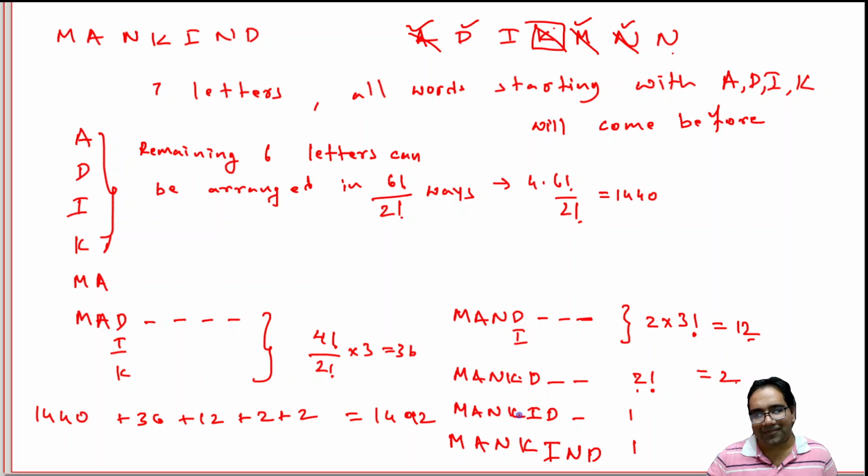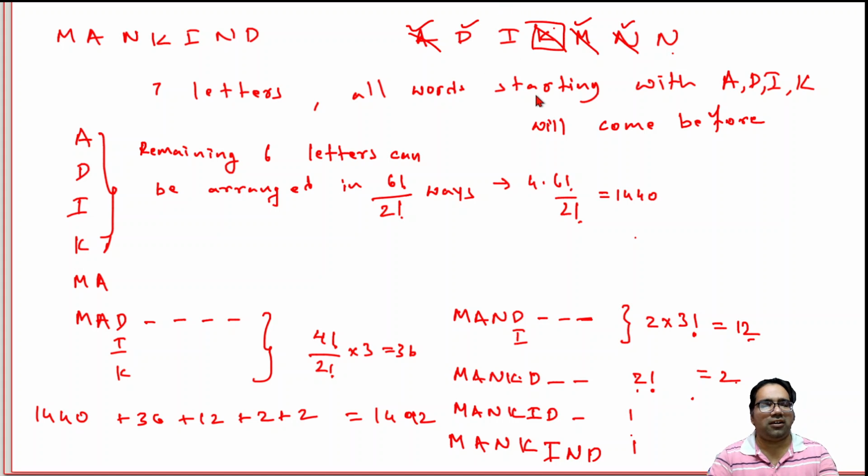And the final word after MANKID is MANKIND. So one more we have to count. So in total, how many do we have? 1440 plus 36 plus 12 plus 2 plus 1 plus 1, which is again 2. So we have 1492 words.